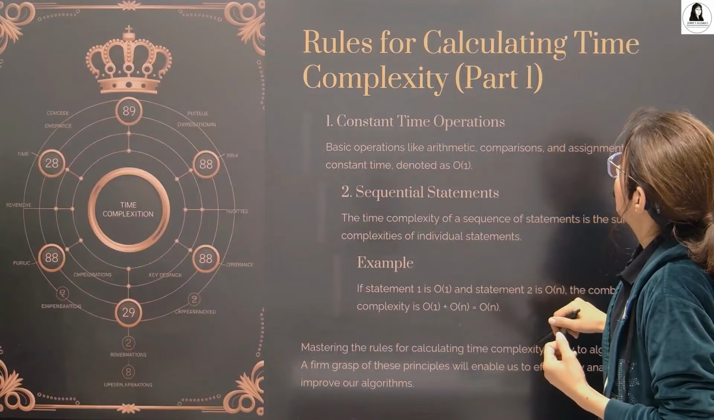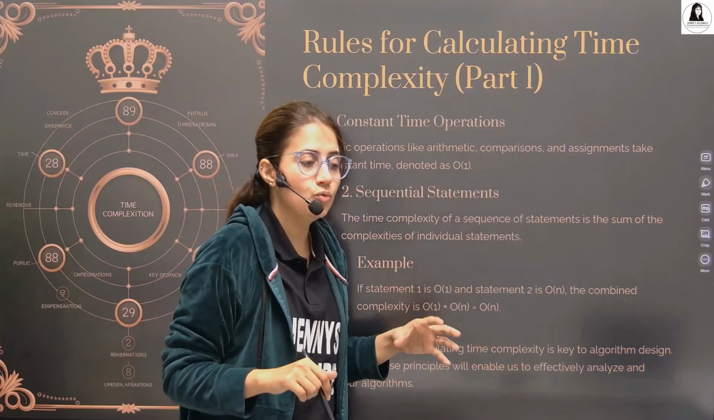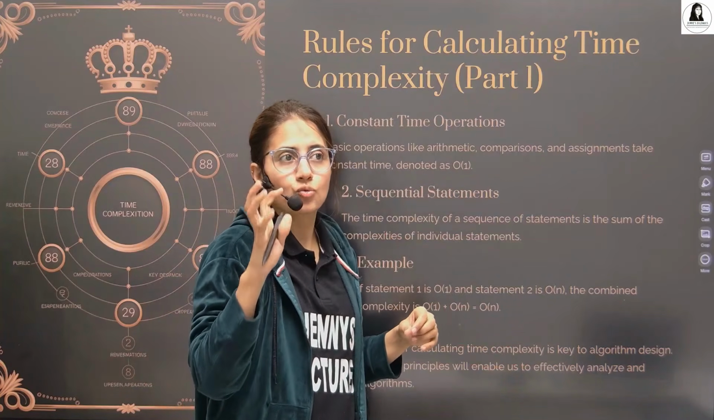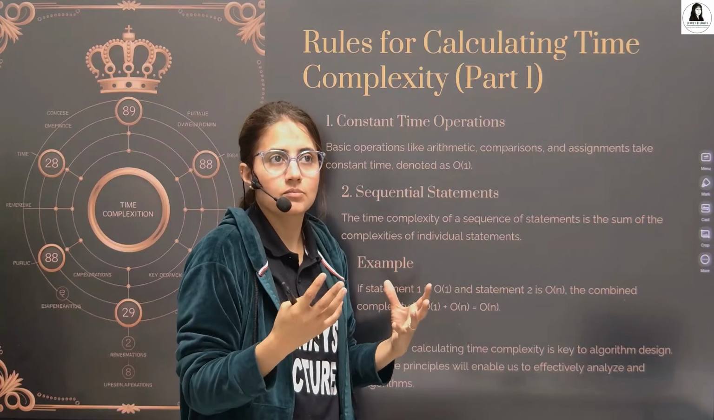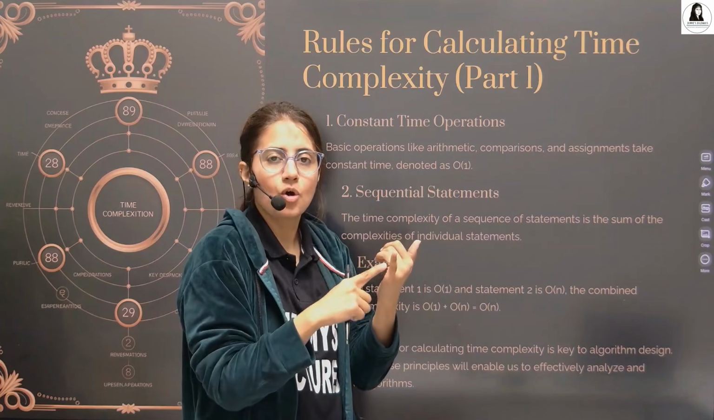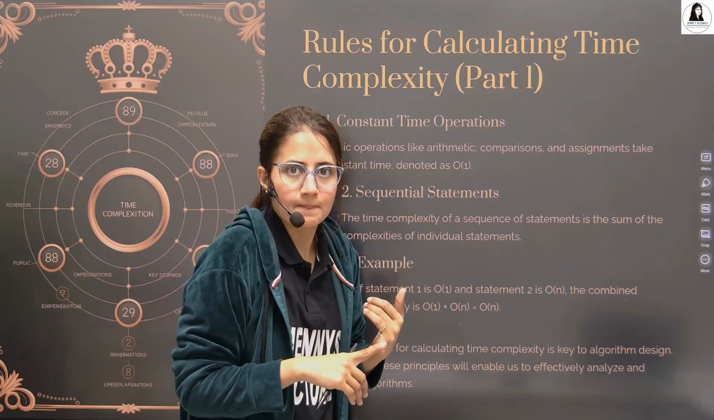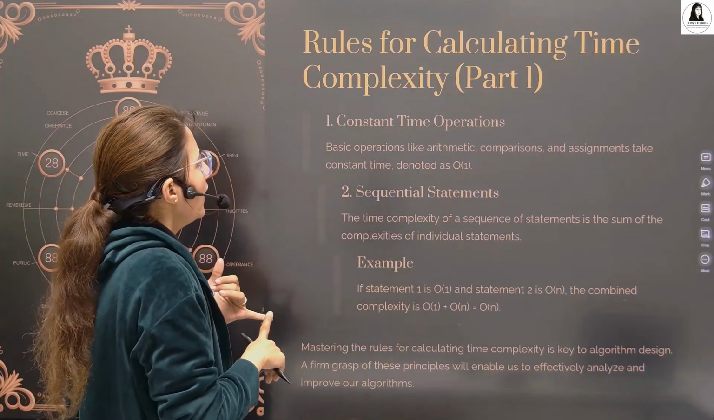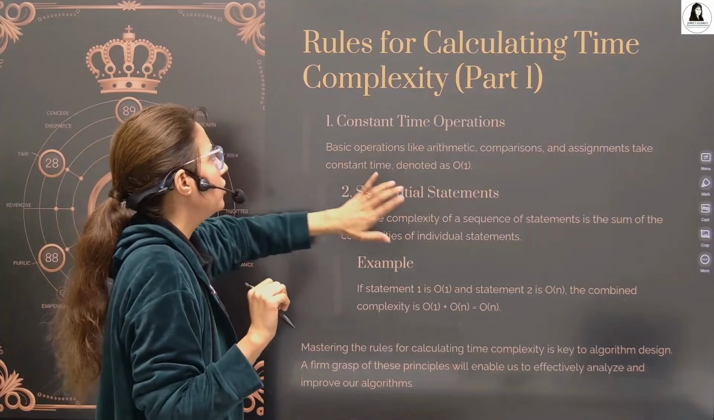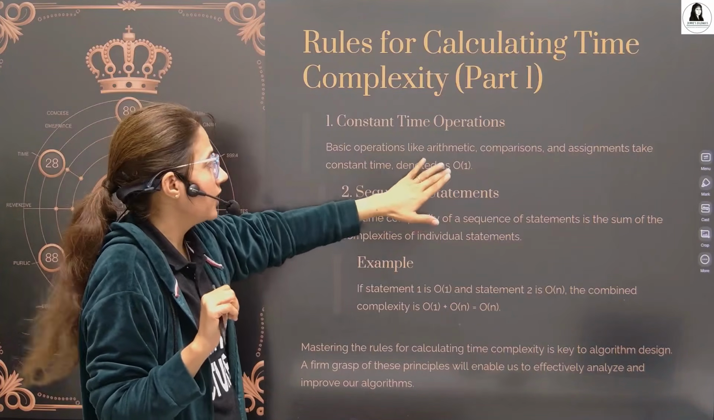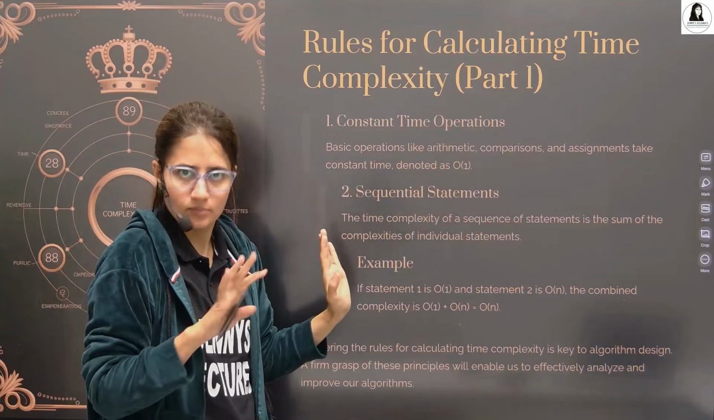Now, what are some rules for calculating time complexity? What things do you need to remember while calculating the time complexity of an algorithm? First, always consider the worst case. Why worst case? We have already discussed. Next is constant time operations. Basic operations like arithmetic, assignment and comparison take constant time. Constant time is order of 1.